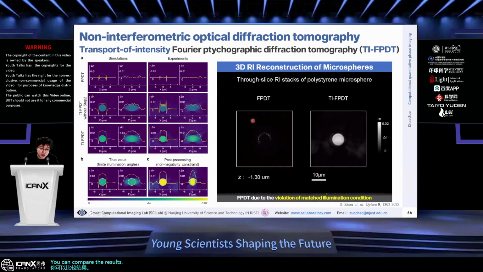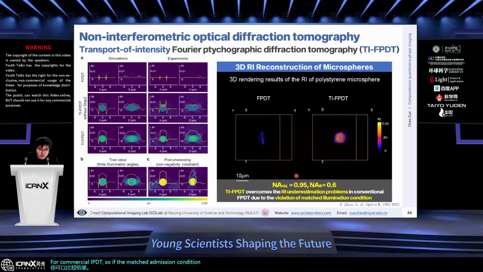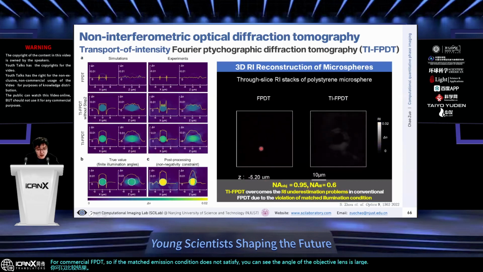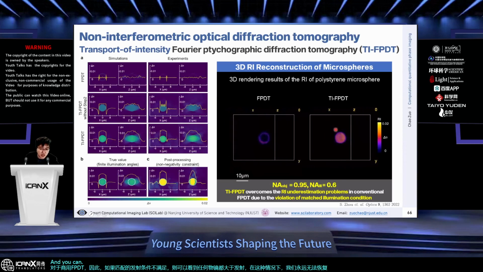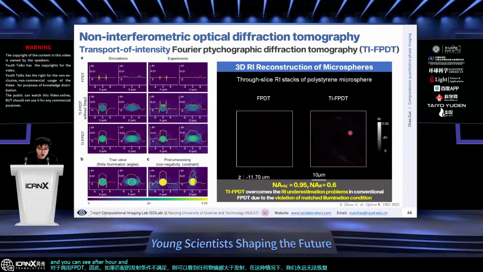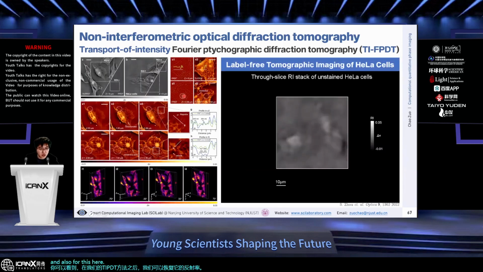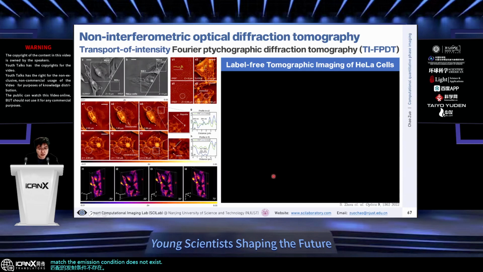You can compare the results. For conventional FPDT, if the matched illumination condition is not satisfied, when the NA of the objective lens is larger than that of the illumination, we can never recover the low frequency component of the sample. It's a bead, and you can see after our TR-IPDT approach, we can recover the refractive index of this bead very nicely. Also for this HeLa cell, the low frequency component cannot be recovered if the matched illumination condition is not satisfied.